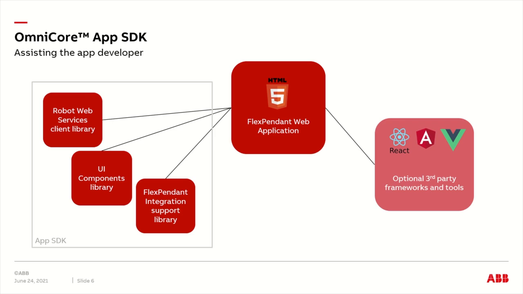Both the Robot Web Services client library and the UI components library can also be used in web apps running on external web browsers, such as laptops, tablets, or smartphones. And last, there is a Flex Pendant integration support library, which can be used for interaction with the Flex Pendant shell itself. An example of this would be to receive notification that the app is now shown on the screen or hidden in the background. We will now go a bit more into detail.